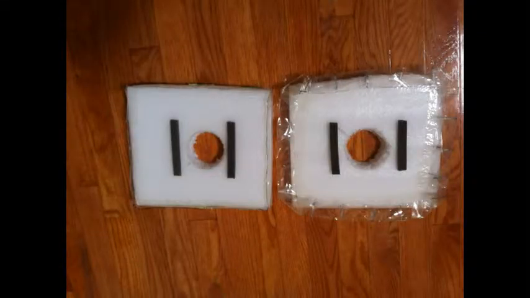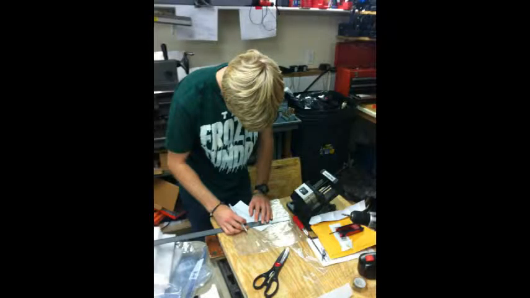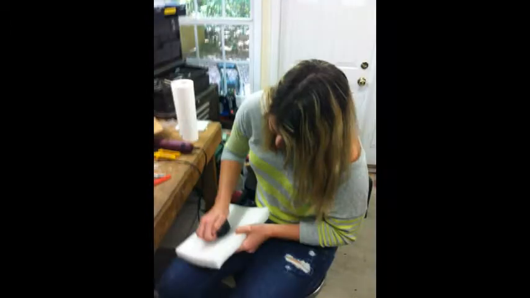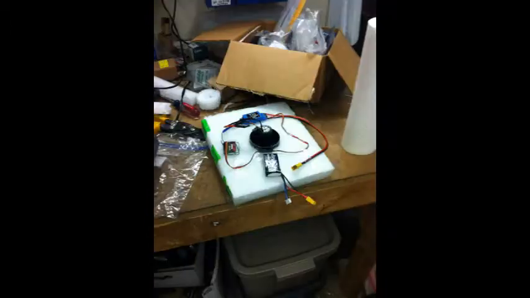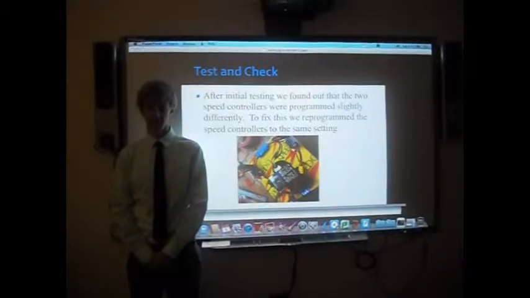The final part of this third step was selecting. We ended up choosing the pocketed skirt. The fourth step is build. After choosing our skirt design and propulsion system, we began construction on a prototype, which was later refined in our final product. The last stage is test and check.